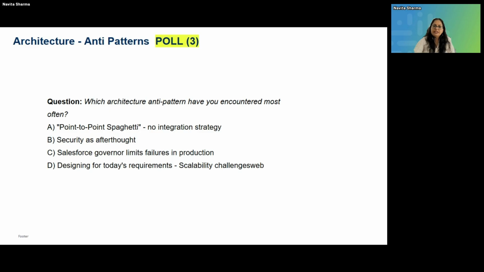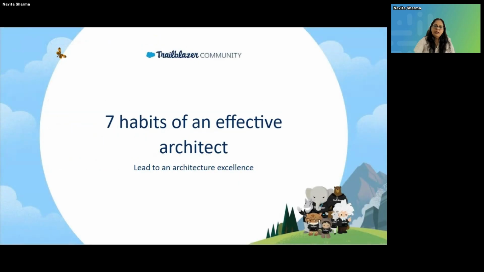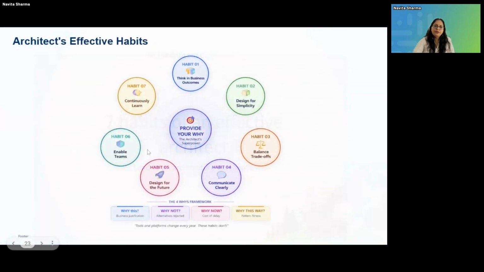So these are, I think there is no right or wrong answer. It is based on the experience you have seen in your project. So I'm moving towards the end of my presentation, which is about the 7 habits of an architect.